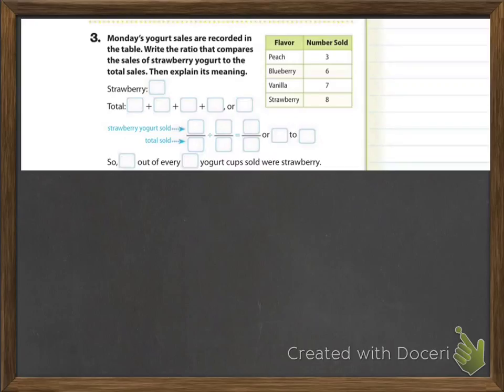Now, as you know, I never use this part over here, but I actually am going to use it for this bottom piece. That's all down here. Okay, so let's go ahead and read the problem. It says, Monday's yogurt sales are recorded in the table. Write the ratio that compares. As soon as you see that, you know that you're going to have to start writing. The sales of strawberry yogurt, so immediately off to the side, I'm going to write straw to represent strawberry, right? Hold on. The number of strawberry yogurt to the total sales. Total sales. So now we're going to write total right here.